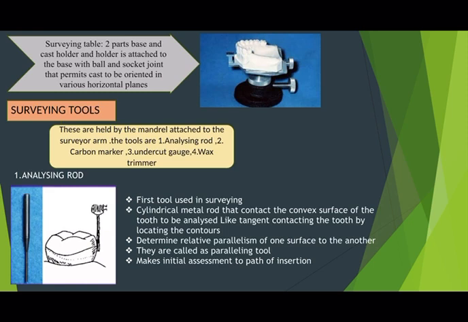Let's move on to surveying tools. These are held by the mandrel attached to the surveyor arm, and the tools are analyzing rod, carbon marker, undercut gauge, and wax trimmer. Analyzing rod. It is the first tool used in surveying. It is a cylindrical metal rod that contacts the convex surface of the tooth to be analyzed like a tangent contacting the tooth by locating the contours. It is used to determine the relative parallelism of one surface to another, and these are called paralleling tools. It makes an initial assessment of the path of insertion.